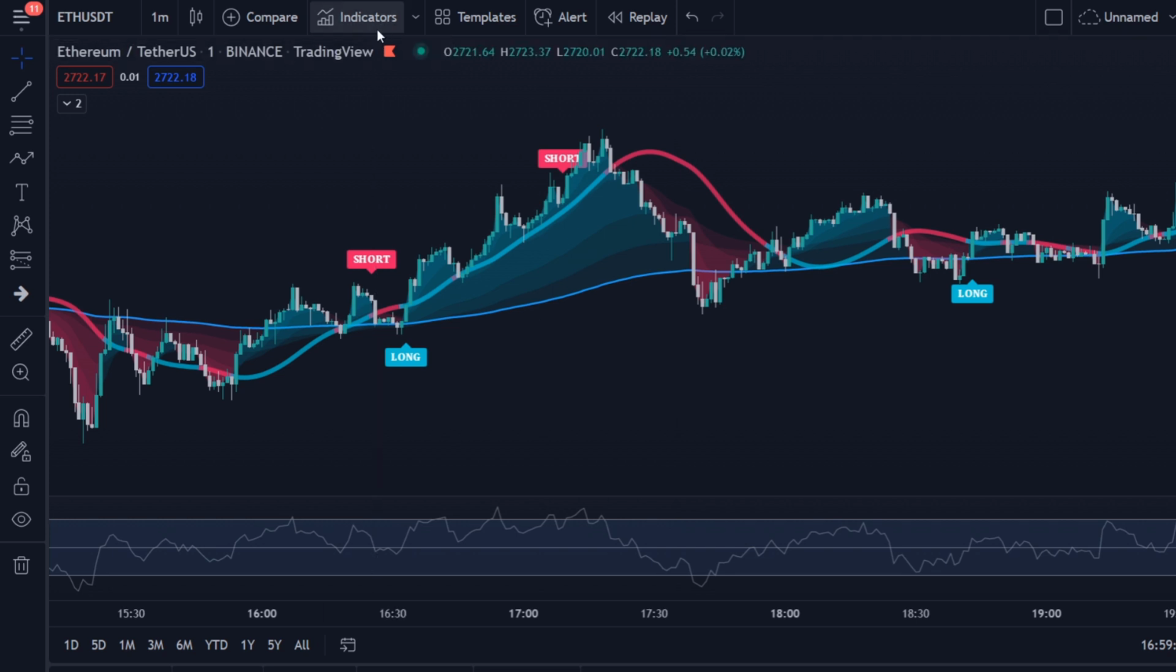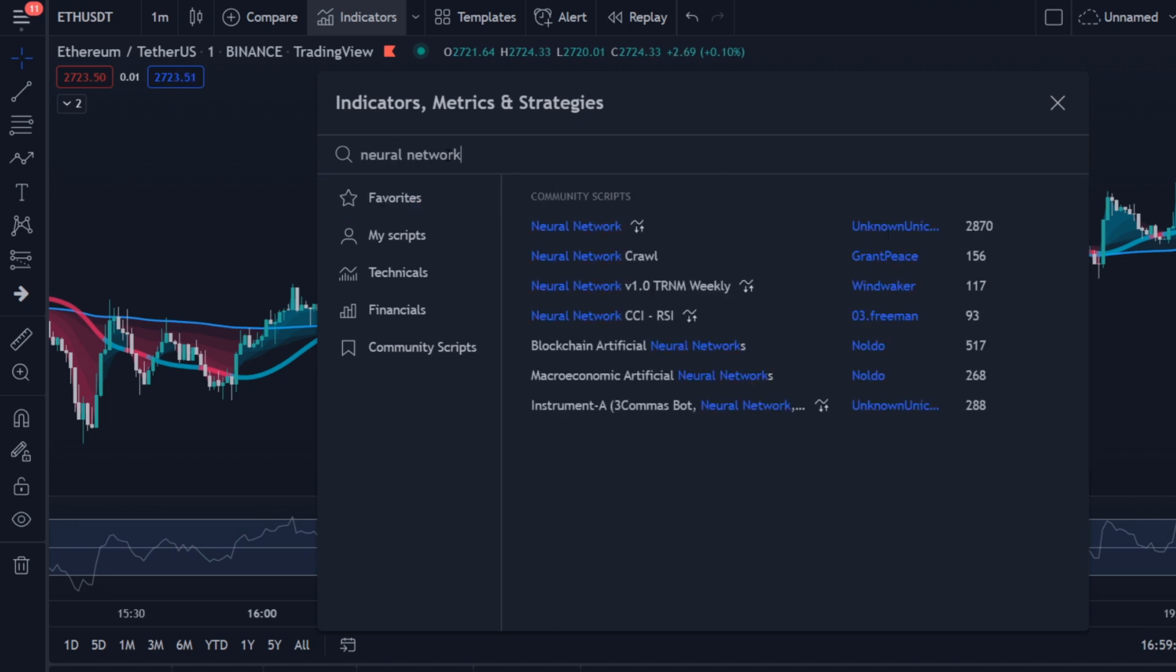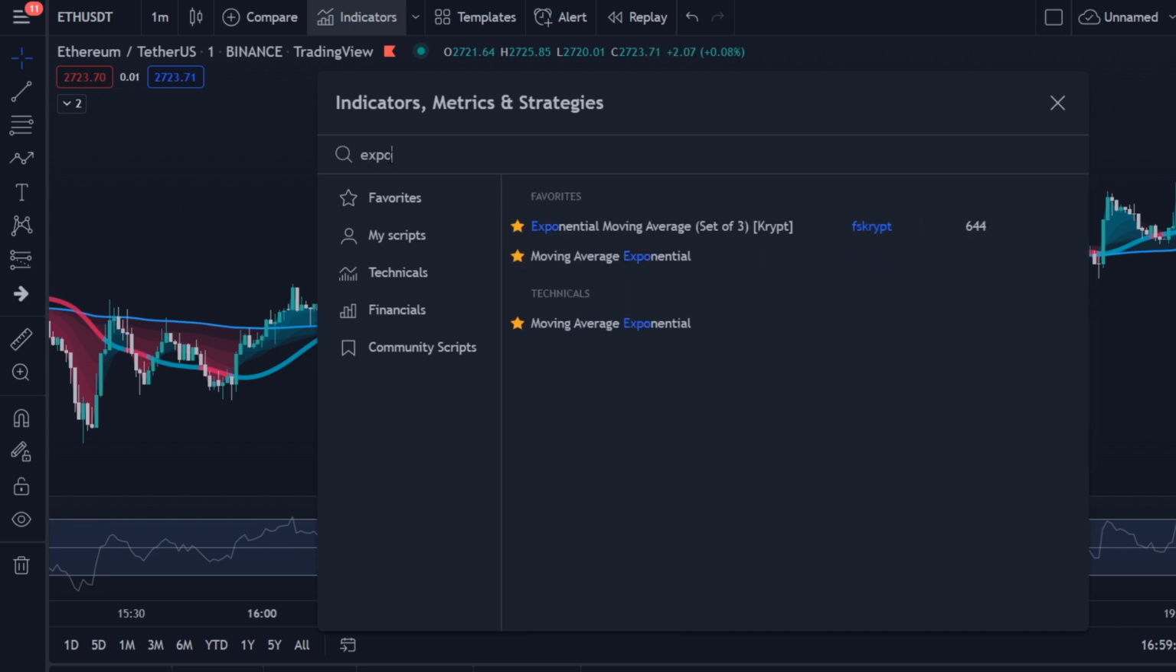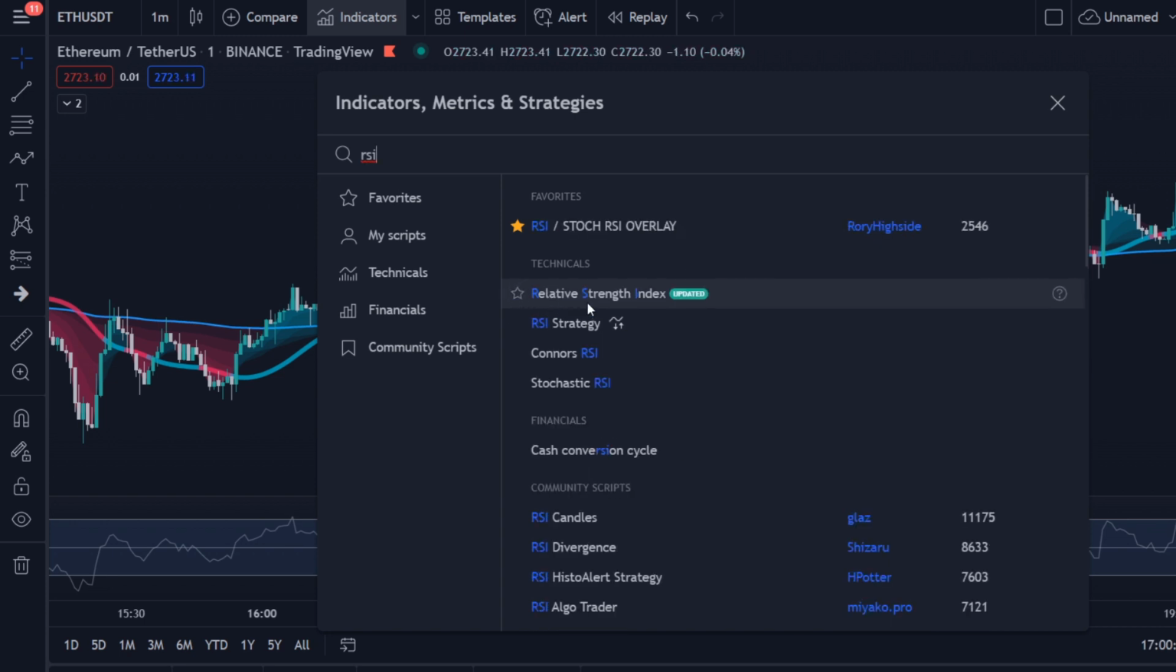Okay, first of all, we go over here to indicators. As I mentioned, I'm using Tradingview and we are looking for neural network. And then we are looking for this one over here, and we click on that once. Then you can use the exponential moving average, but that's not really necessary. But if you like it, then you can use this one as well. And then we have the RSI, which stands for Relative Strength Index, and you click on that as well.